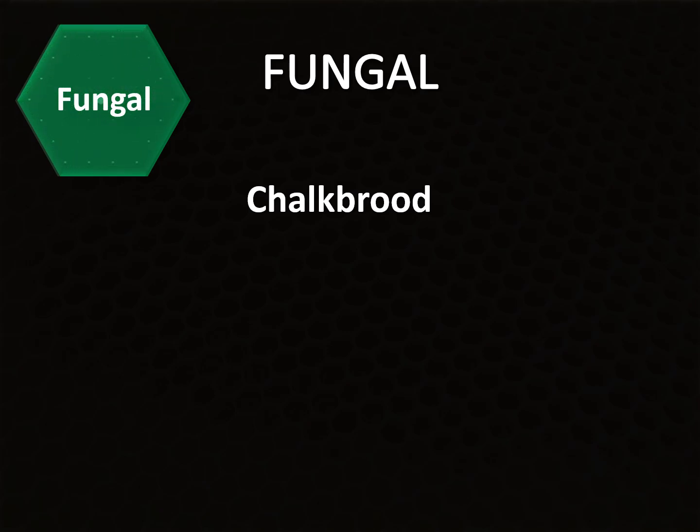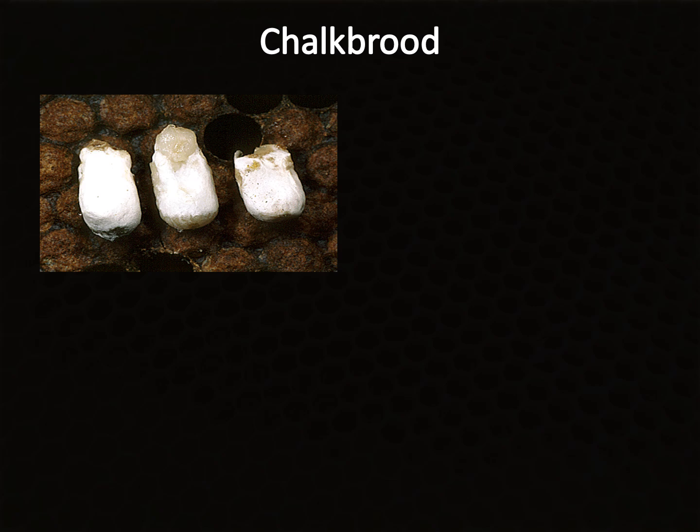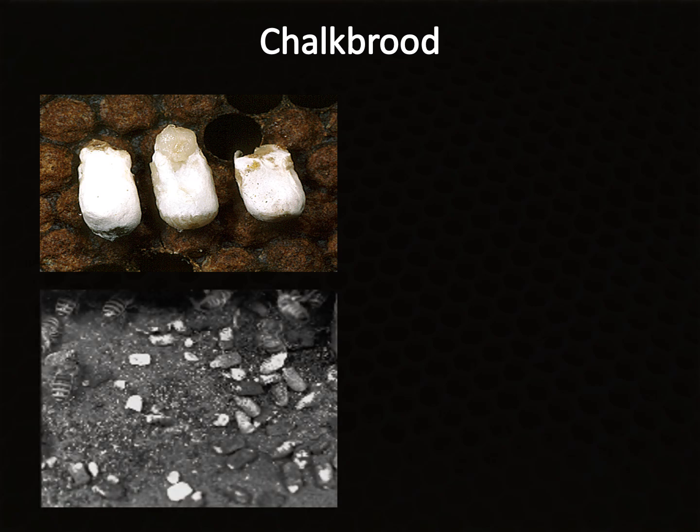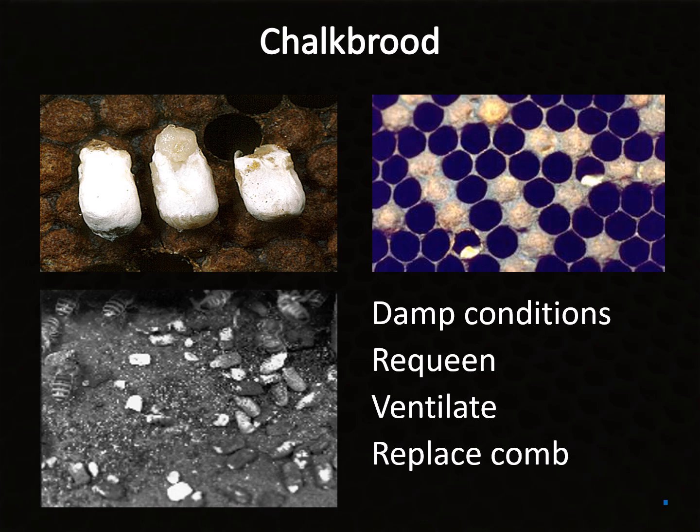All right, so fungal issues, chalk brood and nosema. So chalk brood looks like chalk, brood that looks like chalk. You'll often see these white chalky looking things in front of the colony. Again, you're going to have a spotty brood pattern. And this is caused mostly by damp conditions. So get the bees into a different location, less moisture, more ventilation. You may end up requeening, and you may end up replacing some of the comb, cycling out some of that comb.